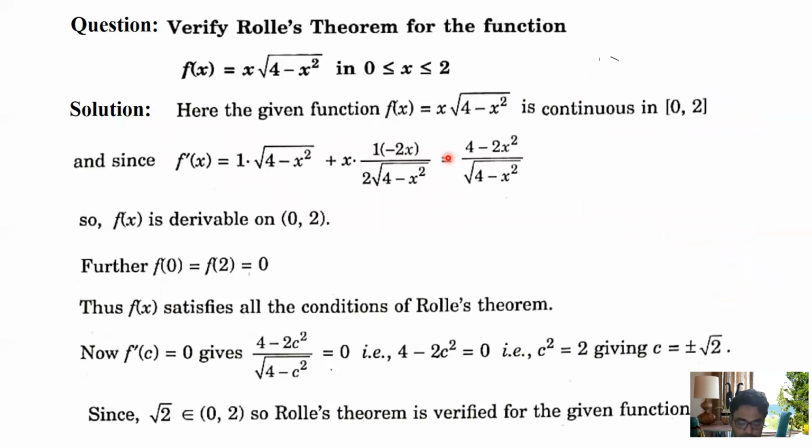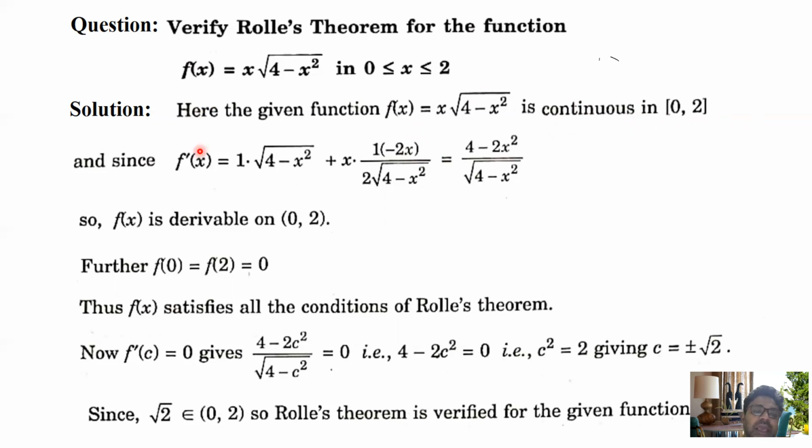Next, question number 3. Same, verify Rolle's theorem for the function f(x) equals x root under 4 minus x square in 0 less or equals to x less or equals to 2. Here the given function f(x) is equal to x square root under 4 minus x square is continuous. There is no break, so that's why your function is continuous in 0, 2, that is closed interval.